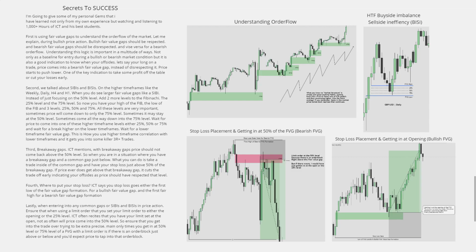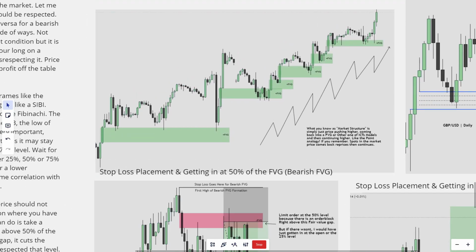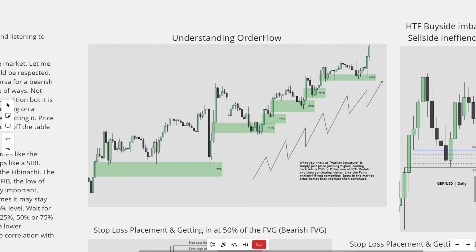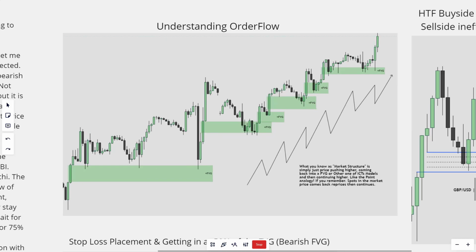So that's one way you can use fair value gaps as a means of targeting or knowing when you're wrong, as well as overall during market structure. As you can see here, overall trend is bullish. Price bounces higher, creates a fair value gap, taps into it, bounces higher again, fair value gap, taps into that, bounces higher, fair value gap, bounce, fair value gap. This is technically how you want to trade the fair value gap right here.